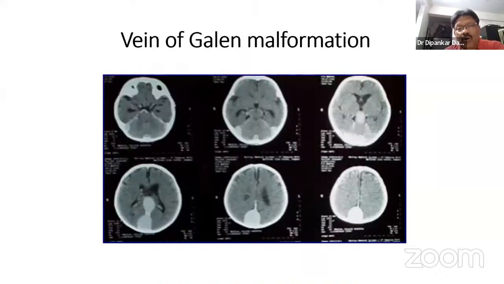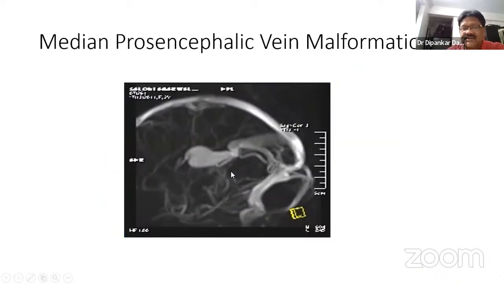So this is a very old case of mine. This is a vein of Galen malformation, on a contrast CT scan. It shows an enhancing dilated vascular structure in the midline posteriorly, which is called vein of Galen malformation. Previously it was called that, but actually the vein of Galen is not formed here. The proper terminology is median prosencephalic vein malformation, because this is the precursor vein of Galen.